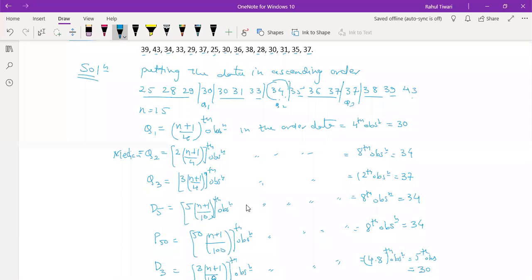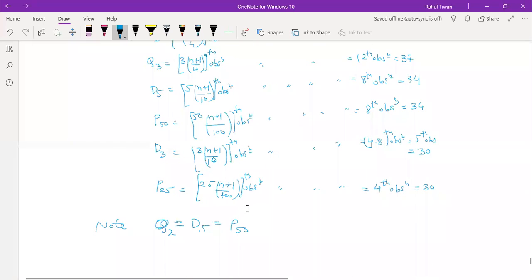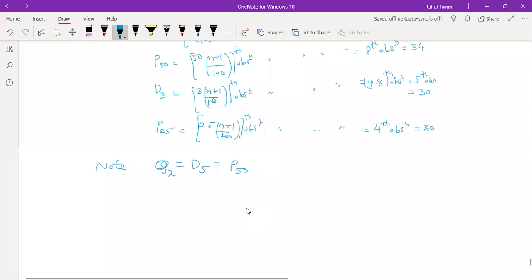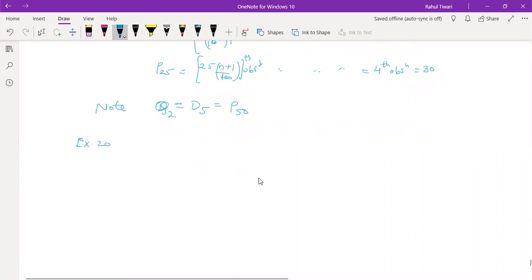Okay, so you may work out one more example, 2, 4, 6, 8, 10. I'm giving another example for practice, and you can use the concepts and tell me the answers immediately. So, example number 20. First obtain Q1, Q2 or Q3, and then the rest you can work out.